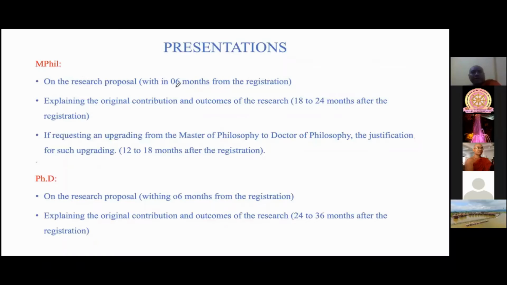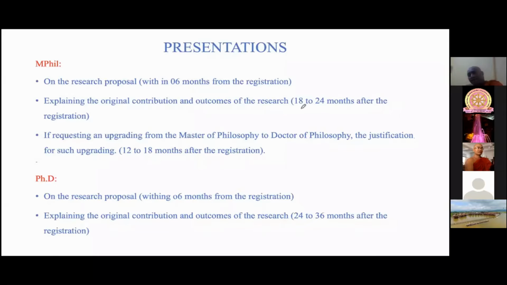Then, explaining the original contribution and outcome of the research is within 24 months after the registration, if you are doing your research only at M.Phil level. So after 18 months, after 1.5 years, you could complete it if you are able. Another option is to ask for more time, which means 2 years. The limit is 2 years for an M.Phil full-time student.